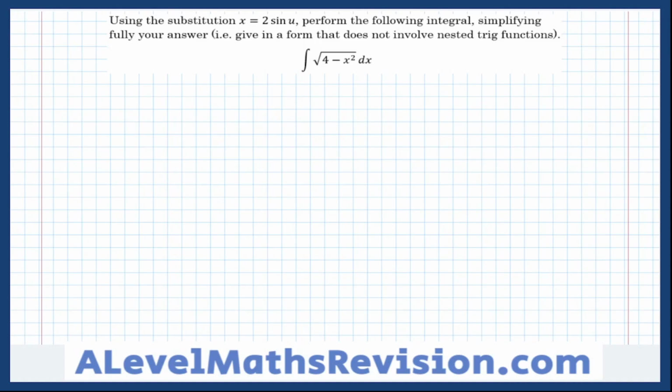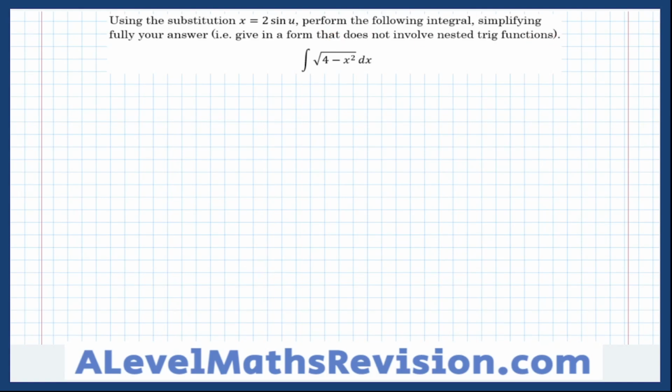And this one here really is what I would call a top-end example, one of the hardest types of substitution questions you can get. So it says, using the substitution x equals 2 sine u, perform the following integral, simplifying fully your answer, i.e. give in a form that does not involve nested trig functions. And there's the integral of 4 minus x squared. Now this comment here is quite important, but we won't really know what it means until we have done the integral. So let's go for it.